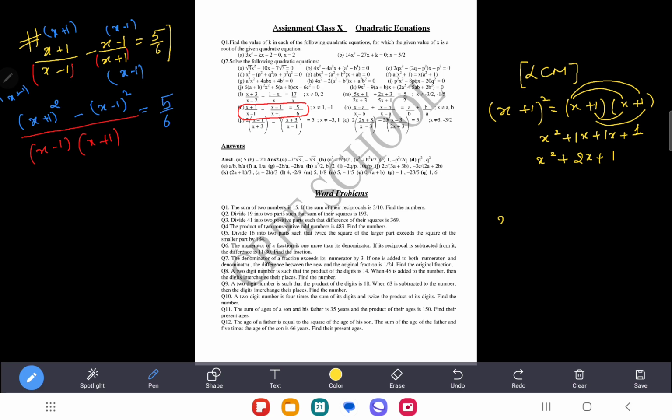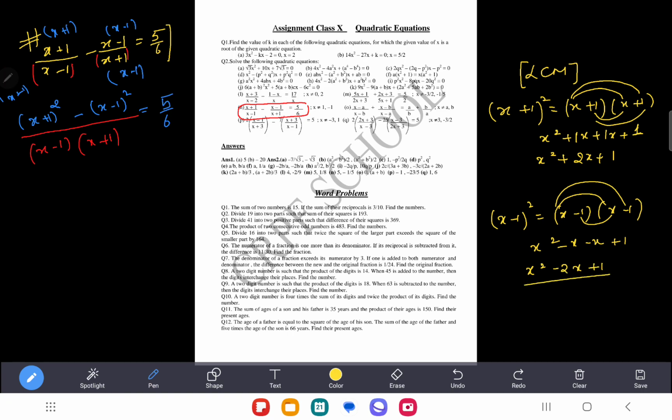And similarly, if I have x minus 1 whole square, others, that means for me x minus 1 times x minus 1. So x times x is x square, minus x and plus 1. So it becomes x square minus 2x plus 1.